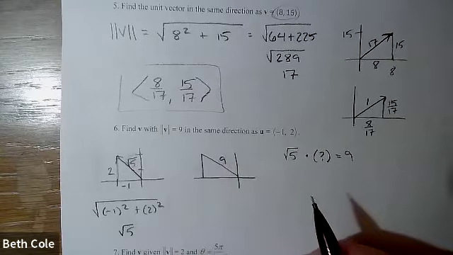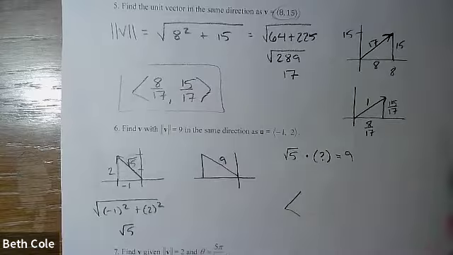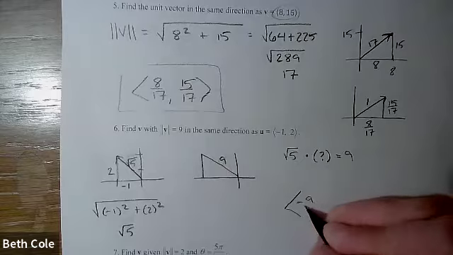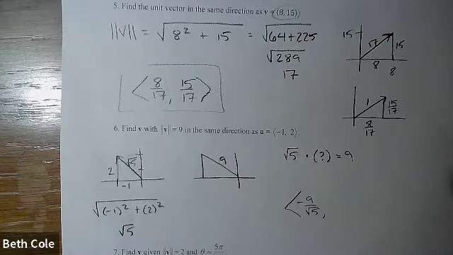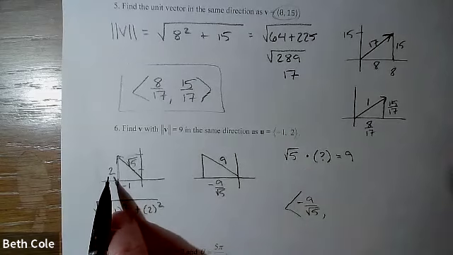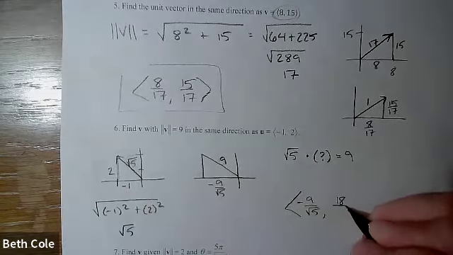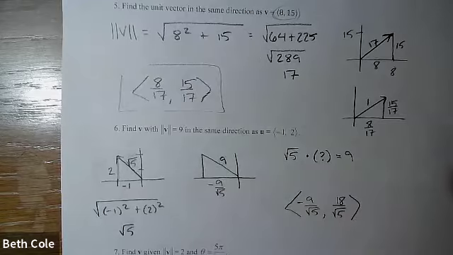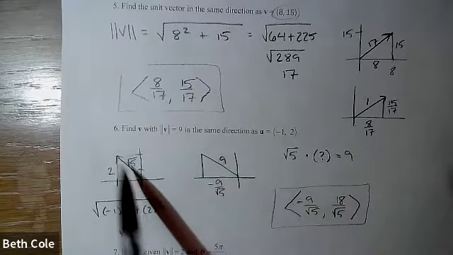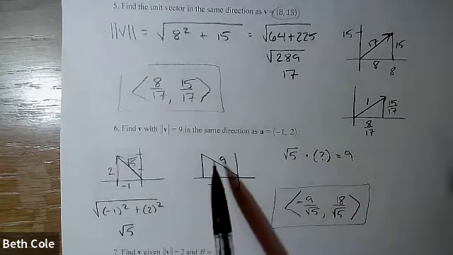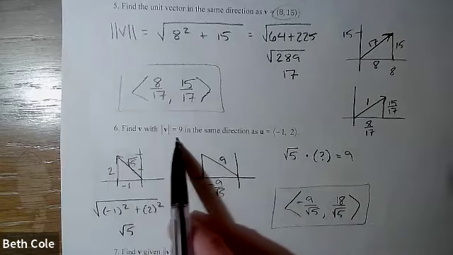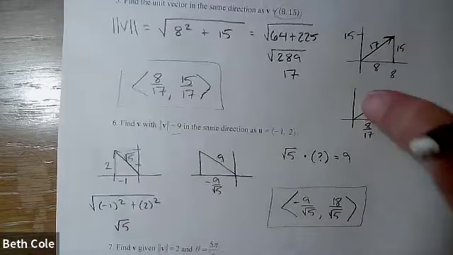So I'm just going to take my x and my y dimensions and multiply them by 9 over square root of 5. So for my x dimension, that's just going to be -9 over square root of 5. And then here, if I multiply that by 9 over square root of 5, it's going to be 18 over square root of 5. And so what we did there is we created a vector that is in the same direction as this one, but I changed the magnitude. Instead of square root of 5, now it's 9. So we just changed it to what the problem said to make it.